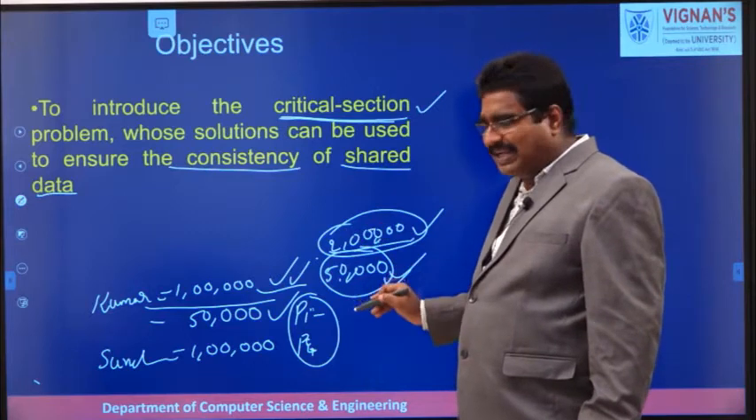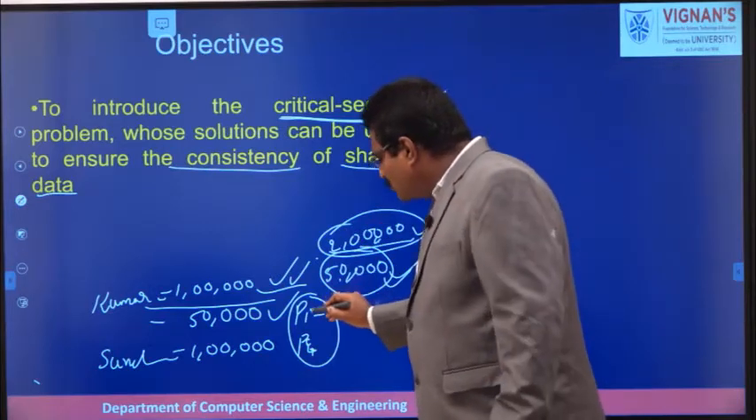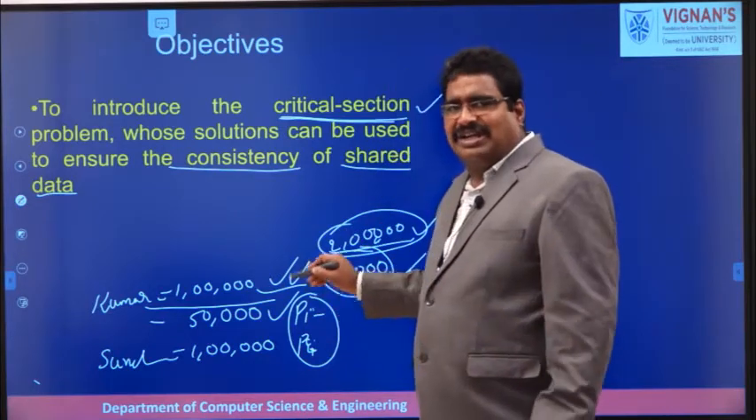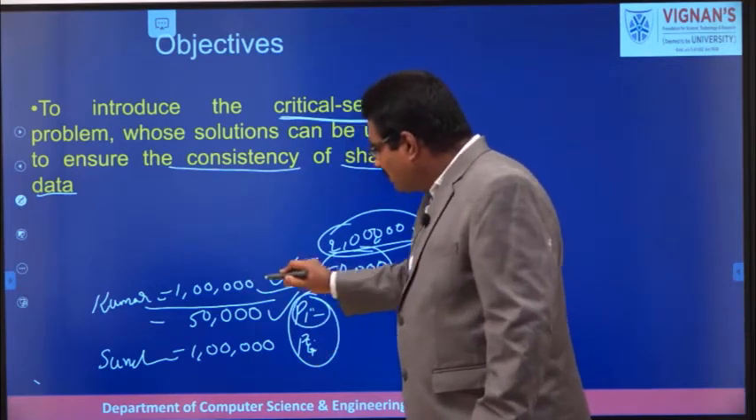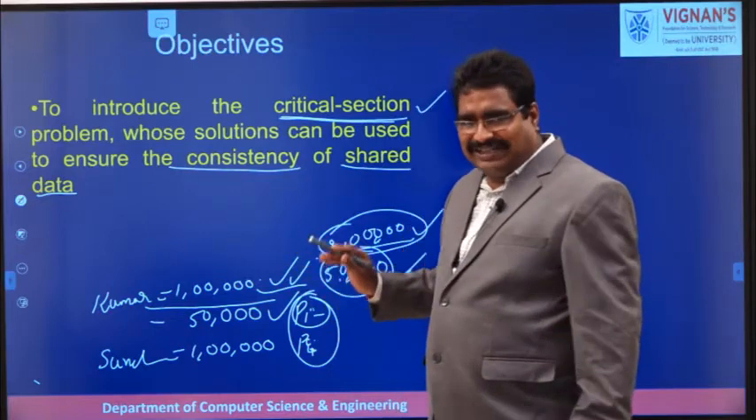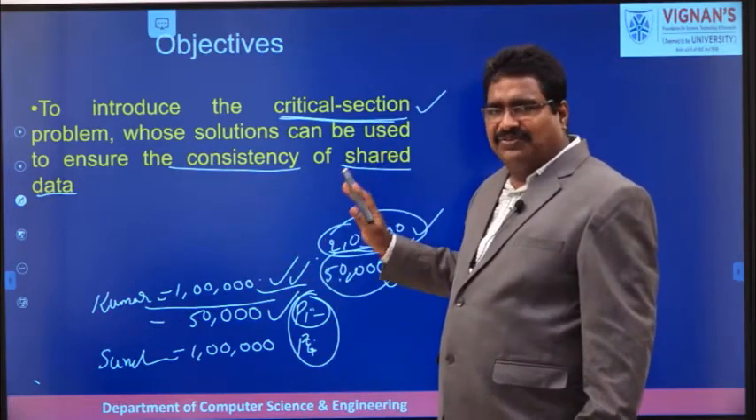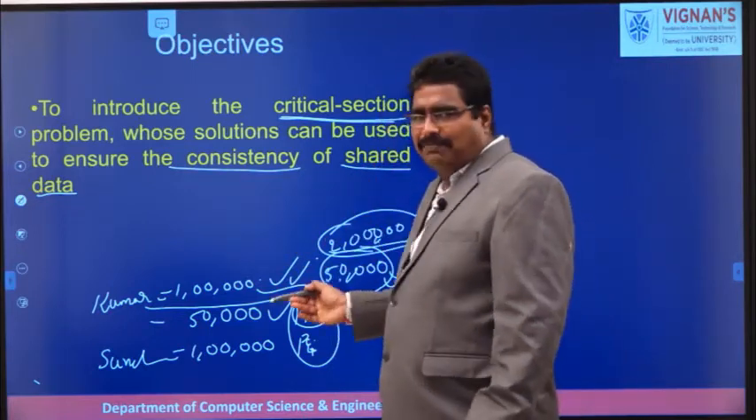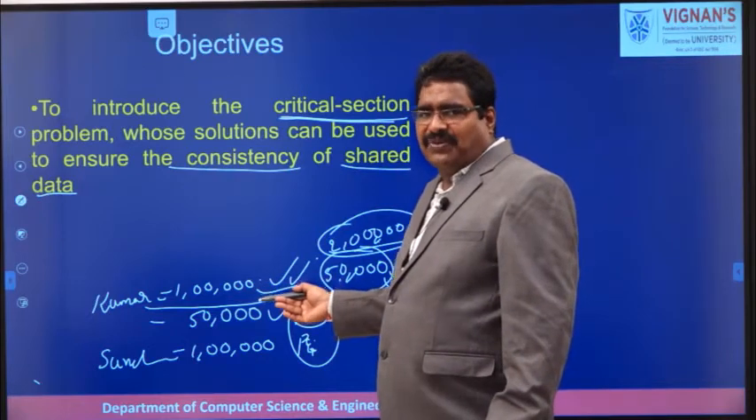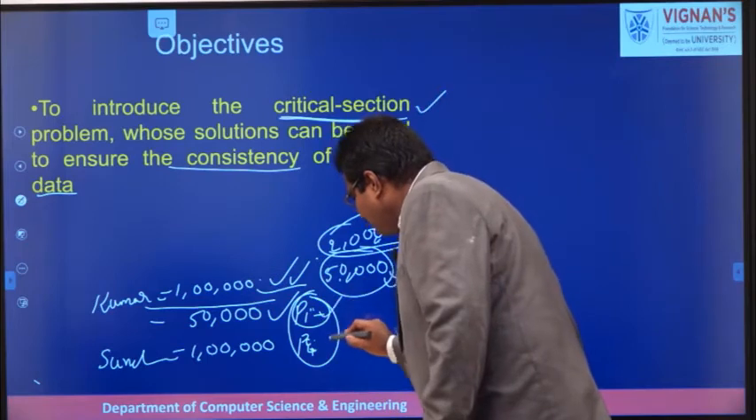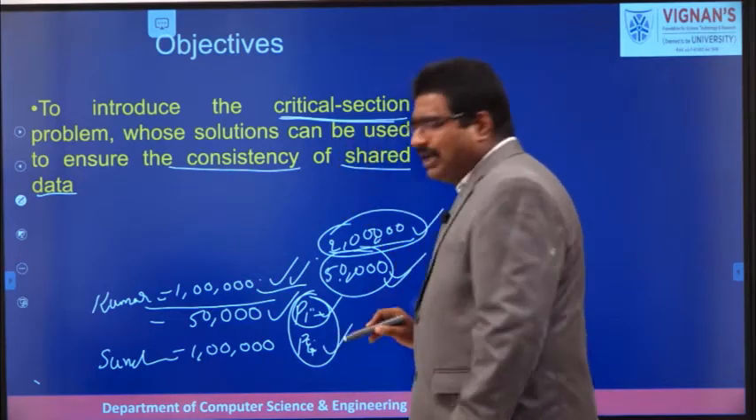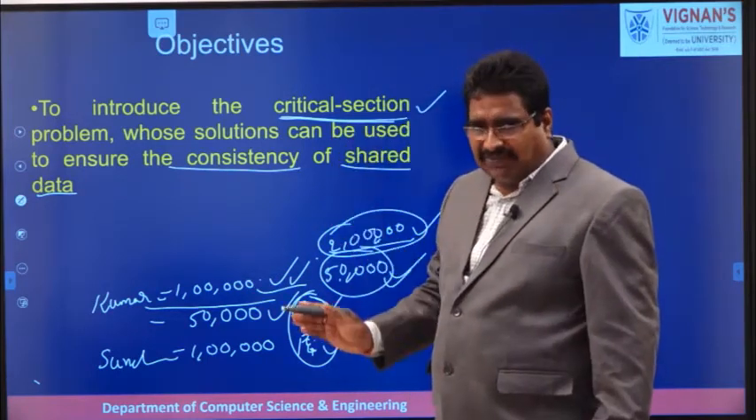Both are incorrect. The reason is these two processes are started at a time. For example, P1 is completed first. From 1 lakh, 50,000 is deducted. The resulting balance is 50,000. Later P2 is completed. 1 lakh is added to the 50,000. Then we get 1 lakh 50,000. That is, P1 completed first, later P2 is completed, and the Kumar balance is 1 lakh 50,000.